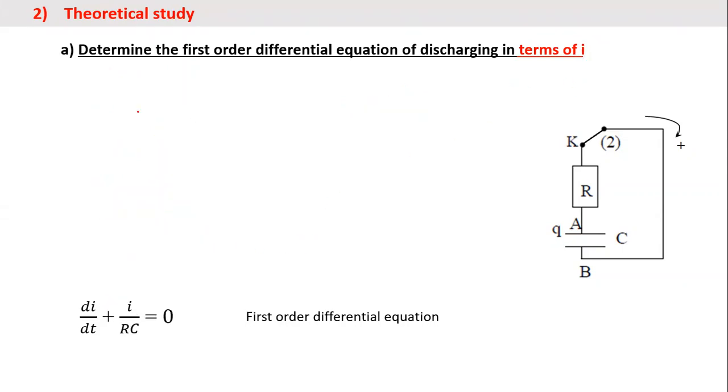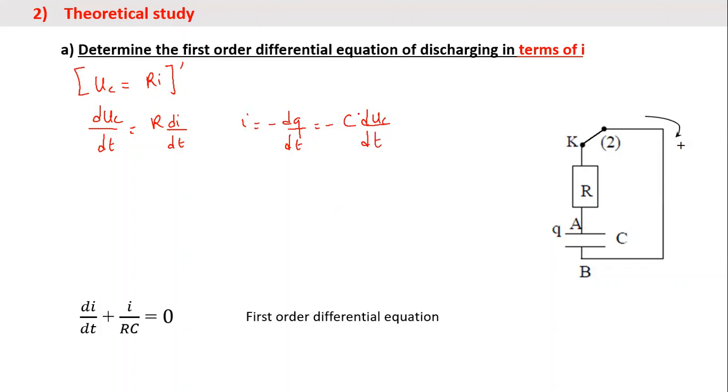Now, in terms of I, so we'll have UC is equal to R times I. Now, we should do a derivative here, on both sides. So we'll get duC by dt equals R di by dt. But we know that I equals minus dQ over dt. This means minus C duC by dt. And this means that duC by dt will be equal to minus I over C. And then I can do a substitution here. So minus I over C.